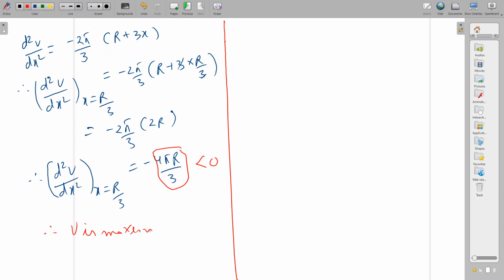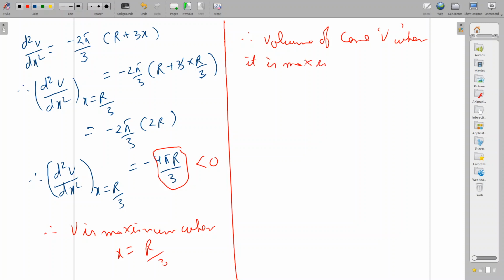V is maximum when x equals R by 3. Therefore, the volume of the cone, V when it is maximum, is equal to V equals 1 by 3 pi r square h, and we know what is the value of h.